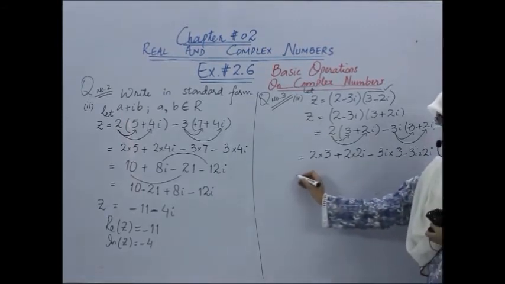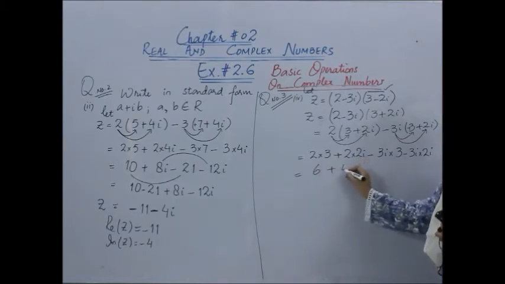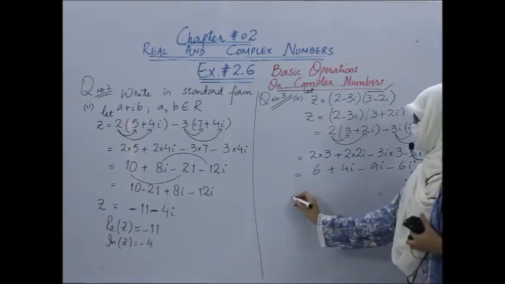Now let us simplify it. 3 into 2, 6. Plus 2 into 2, 4 iota. Minus 3 into 3, 9 iota. And what about this number? 3 into 2, 6, and iota into iota will give you iota square. So don't forget to write down the complete number. Now student, if you remember, iota square is equal to what? Minus 1. So don't forget to mention this.